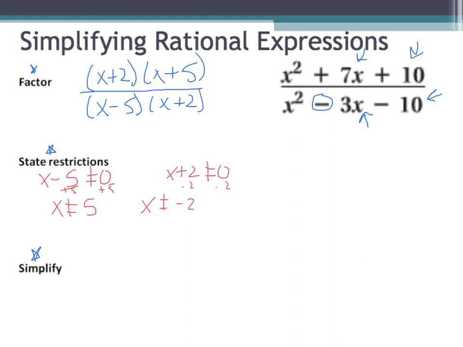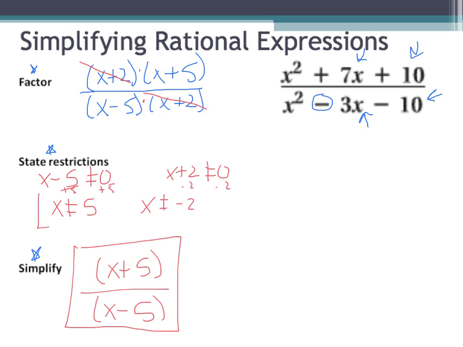Whenever you're simplifying, it has to be multiplying in between 2 polynomials. So you cannot just cross out 5s or 2s if there's adding and subtracting between them. In this case, I have an x plus 2 on both top and bottom. So then my simplified version would be x plus 5 over x minus 5. And I need to have this along with my restrictions for my final answer.